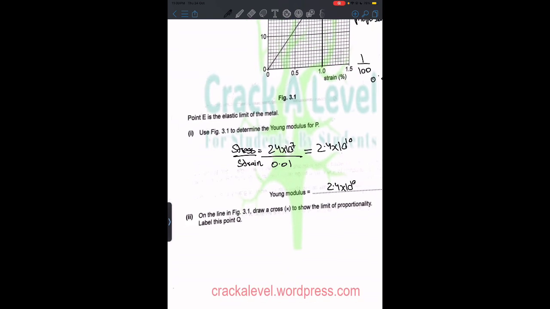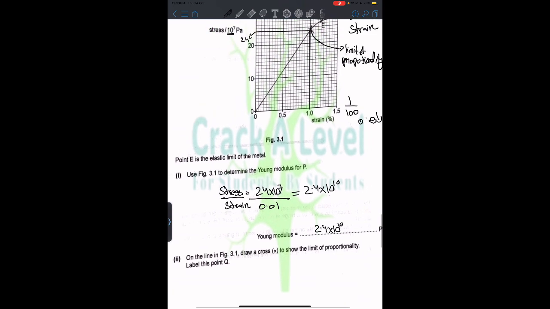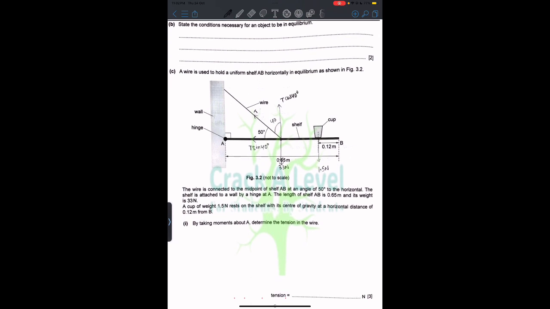It says draw a cross on the limit of proportionality. I've already done that. It says state the condition necessary for an object to be in equilibrium. That's pretty self-explanatory. For an object to be in equilibrium, the resultant force on it is 0, meaning the sum of upward force, downward force, left, right, in any direction must be 0. There must be no resultant external force acting on the object, as well as no resultant moment due to the pivot. It could be in the clockwise direction or anti-clockwise direction, and that should be 0. You can write it however you want. We'll move on. I already solved this, so let's go.